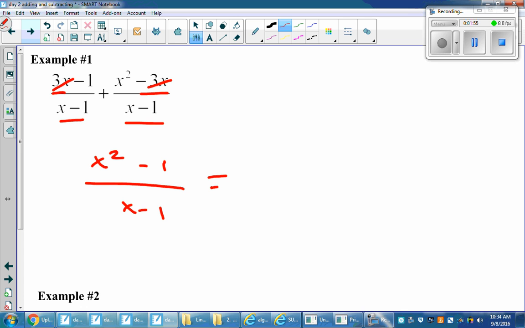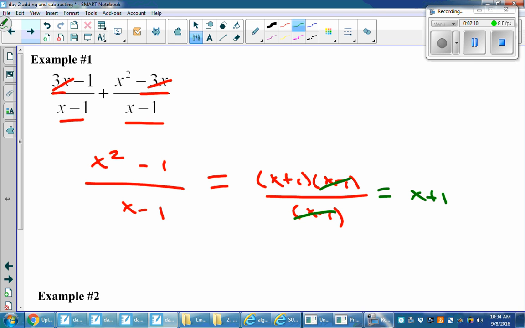To reduce an algebraic fraction or rational expression, we're going to factor. The top is just the difference of perfect squares. Once we've done our factoring, we're going to look to reduce. I'm going to be able to cancel the x minus 1 that's in the top with the x minus 1 that's in the bottom, giving me an answer of x plus 1.